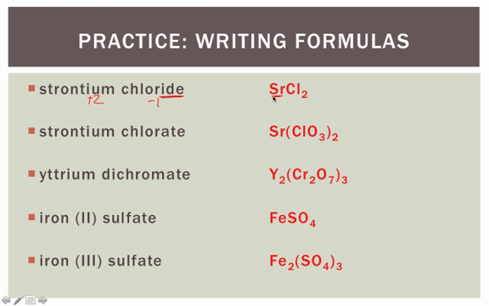The charges were given for each. Strontium is +2, chlorine is -1, and we end up with the substance SrCl2. This one's pretty simple and pretty straightforward.